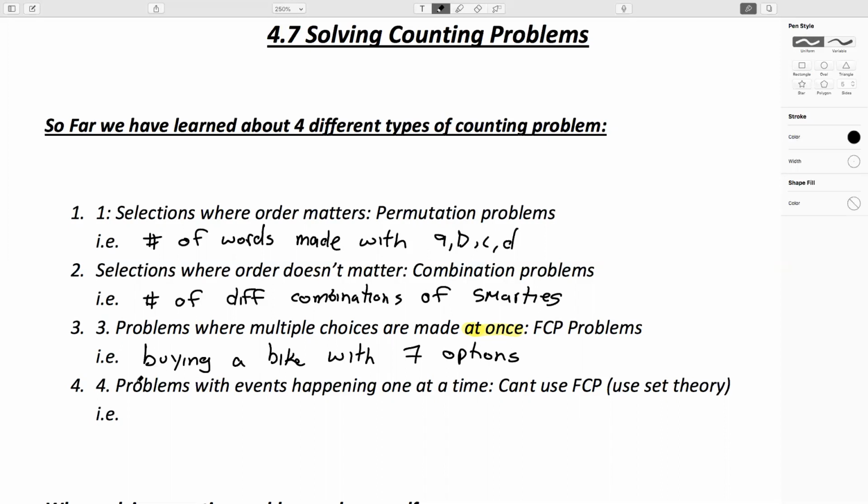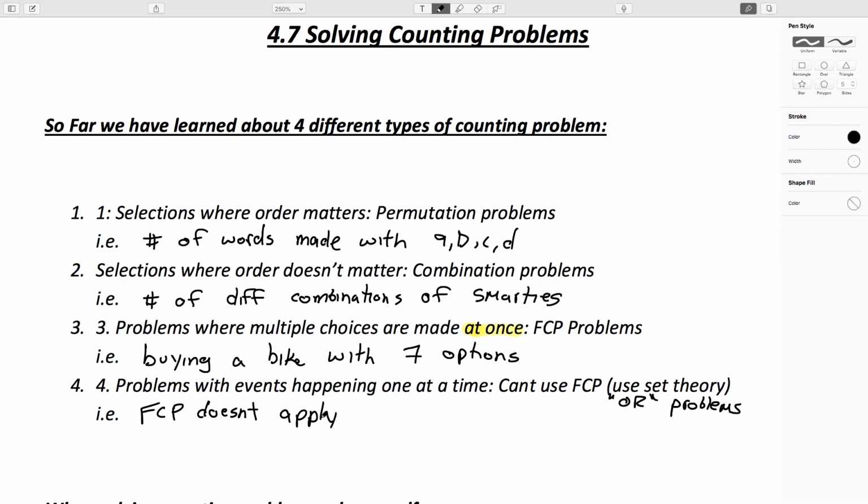And then the fourth kind is problems happening one at a time. And these are the OR problems. So it's not about doing a bunch of things at once and how many ways can it be done. It's about we're going to do one thing and how many ways can we do it. It's a minor difference, but the difference here is that the fundamental counting principle doesn't apply. And if the fundamental counting principle doesn't apply, the only way we can do this is using set theory.